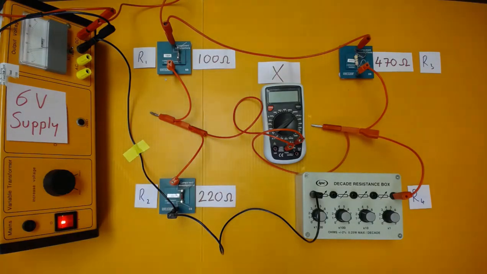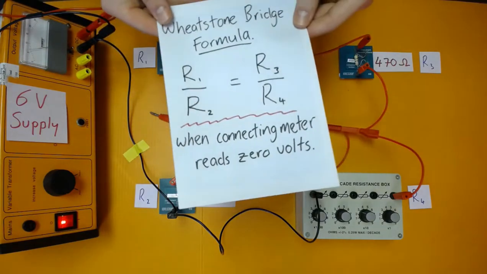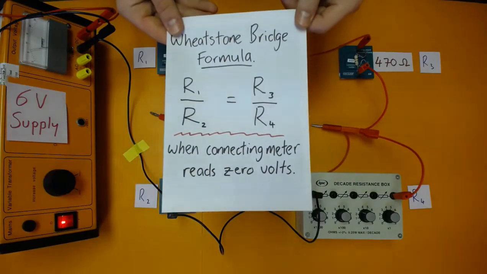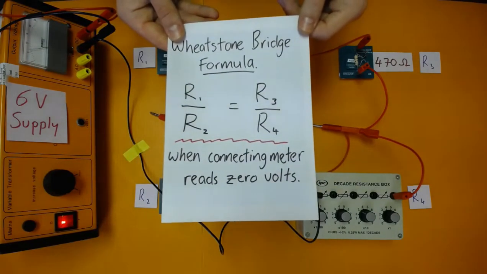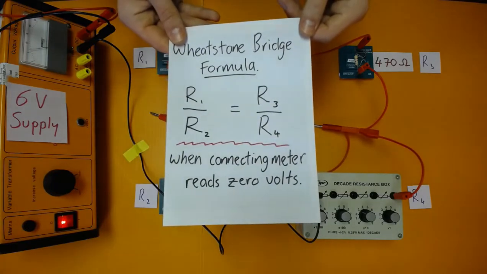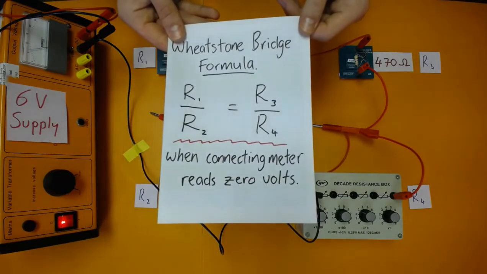The Wheatstone Bridge. When the reading on the meter is 0, the circuit is called a balanced Wheatstone Bridge. When the bridge is balanced, there is a mathematical link between the values of R1 and R2 and the values of R3 and R4. The link can be written as an equation as such. So our Wheatstone Bridge formula is R1 over R2 equals R3 over R4 when the connecting meter reads 0 volts.